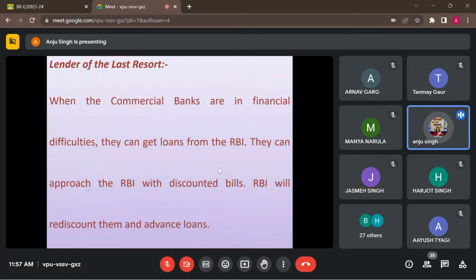Next function, and I would like Arnav to, no, Arnav, you have already read. I would like Simran to read this. Actually, I'm not able to see all the names here. Simran, read this. Yes, ma'am.